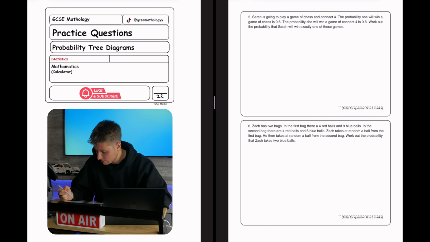Question 5 says Sarah is going to play a game of chess and connect 4. The probability that she will win a game of chess is 0.6 and the probability that she will win a game of connect 4 is 0.8. Work out the probability that Sarah will win exactly one of these games. So this time we're going to have to draw ourselves a probability tree diagram.